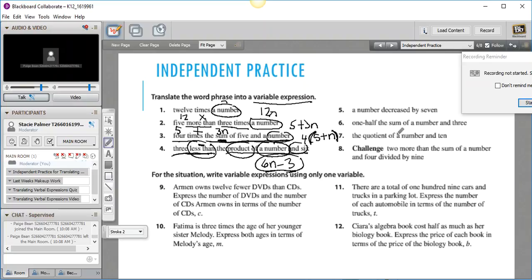Question number 5. A number decreased by 7. Now we know that decreased by is just subtraction. So a number decreased by 7 would look like this.